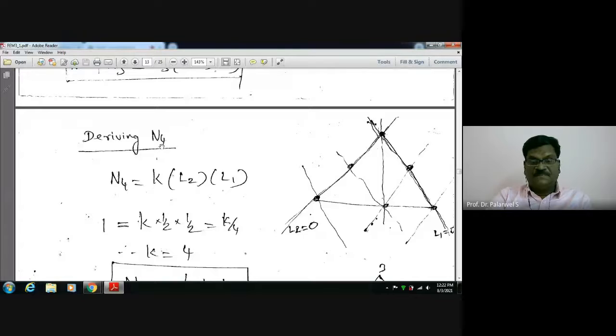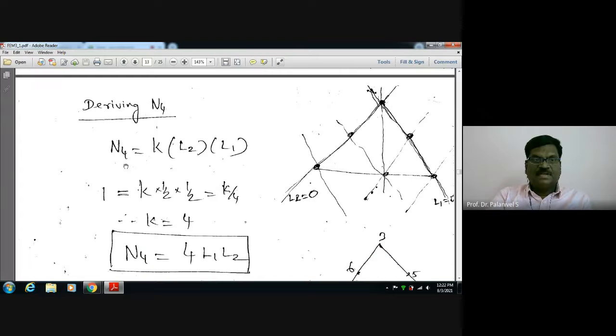Deriving N4, okay? For N4, see here my nodes, N4 equal to K into... which is the 4th node? This is the 4th node, isn't it? If I join this node and this node, the line passes through this node. So I should not consider the equation of this line. I have to consider only the equation of this line and that line. This is L2 equal to 0. This is L1 equal to 0. So take this L1 and L2. K into L1 and L2.